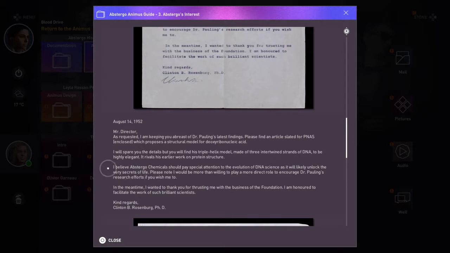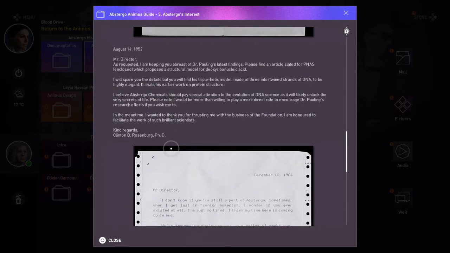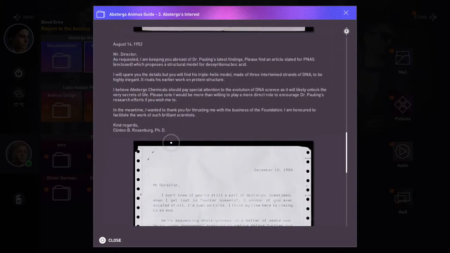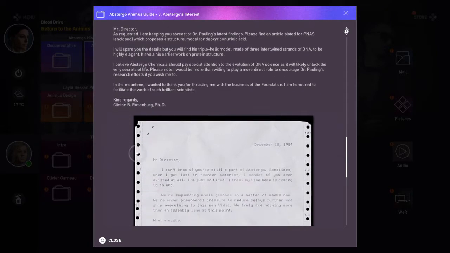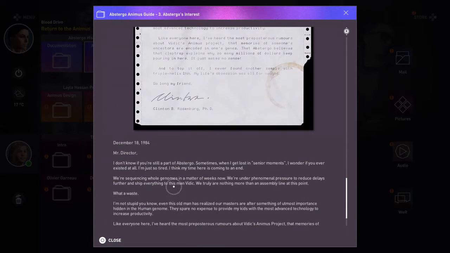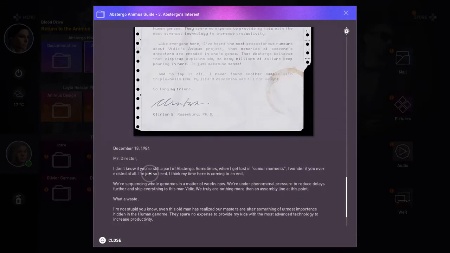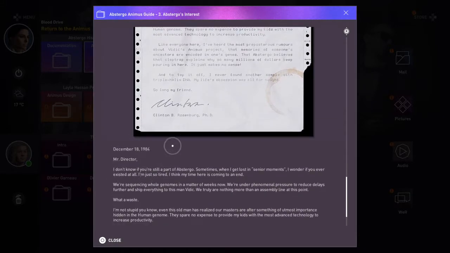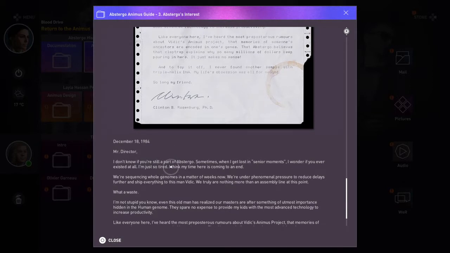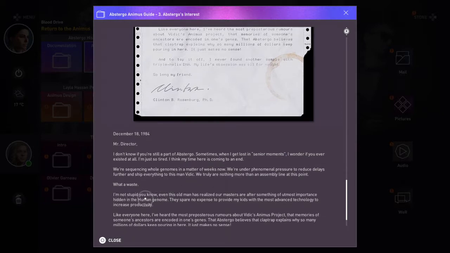There's nothing really left in this, just him going on about DNA. Then we get down. Also, this was in 1952. Just pointing it out again. Going down 84, so 32 years later. Wow, lady. December 18th, 1984. I don't know if you're still director. I don't know if you're still a part of Abstergo. So this guy's much older now. He's very upset. What a waste.